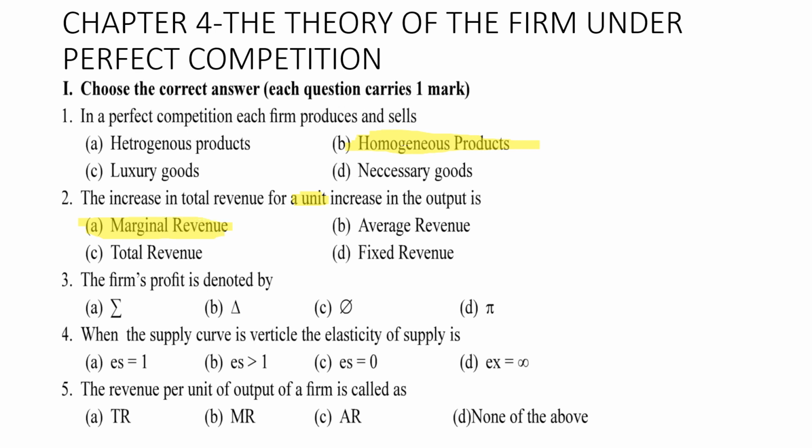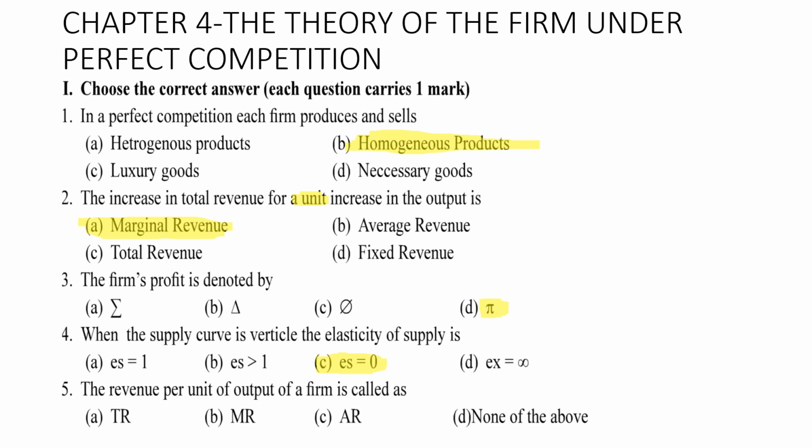Third one, the firm's profit is denoted by dash. So profit is always denoted by this one. This is called as pi. We read it as pi. Then fourth one, when the supply curve is vertical, the elasticity of supply is. So for a vertical supply curve, the elasticity will be perfectly inelastic. Perfectly inelastic means elasticity of supply is equal to 0. Okay, it is equal to 0.